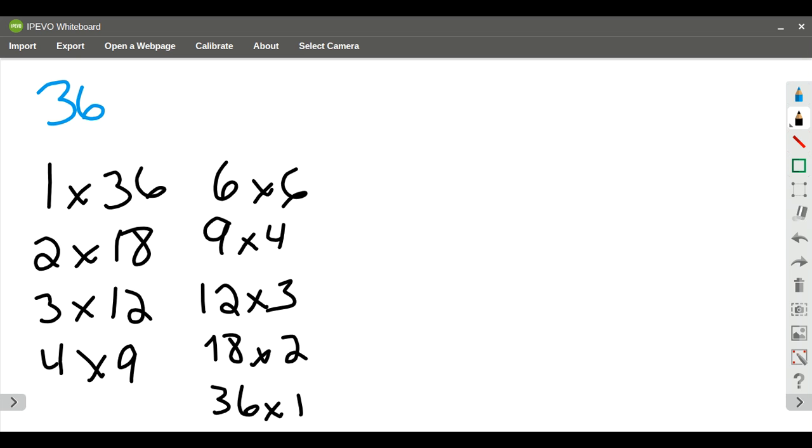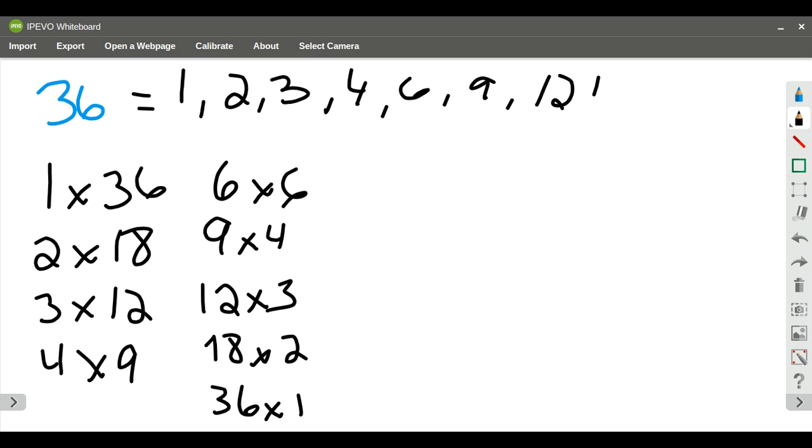When we list out our factors of 36, we always list them in numerical order. So we would do 1, 2, 3, 4, 6, 9, 12, 18, 36. This is a skill that you have been working on for a while, but today we're going to break this down even further, where I can identify all the factors of 36 by using what's called prime factorization.